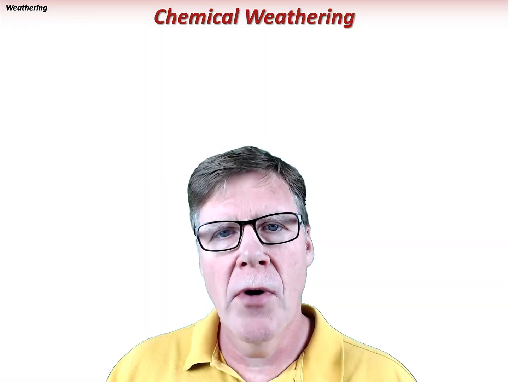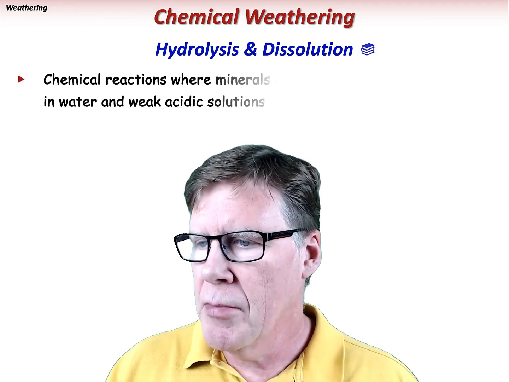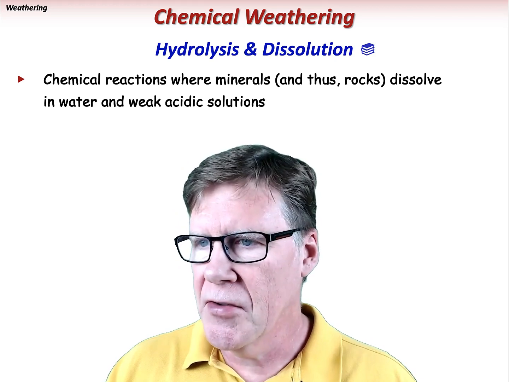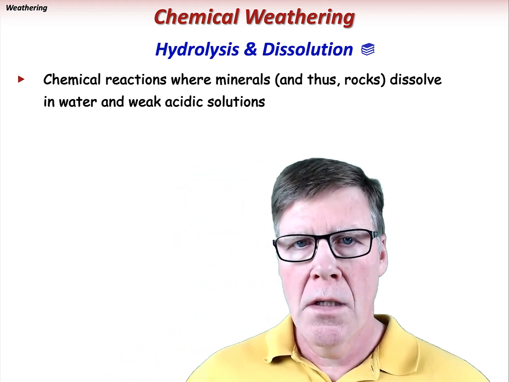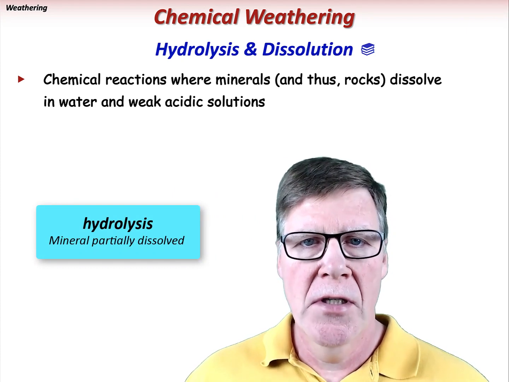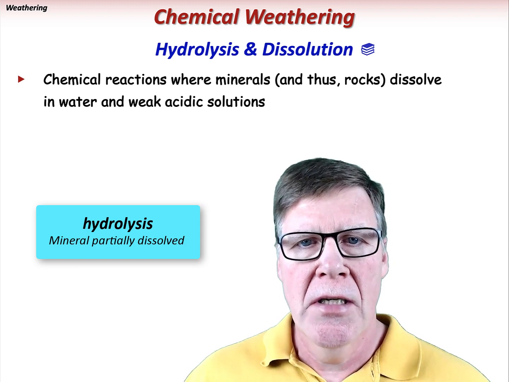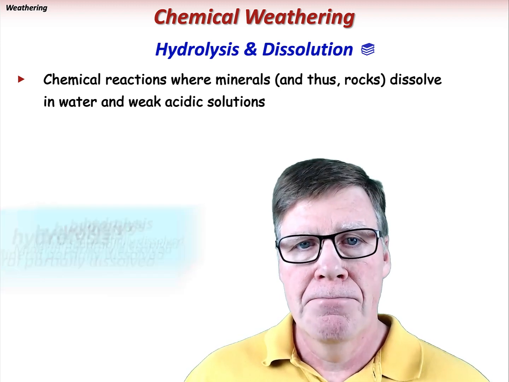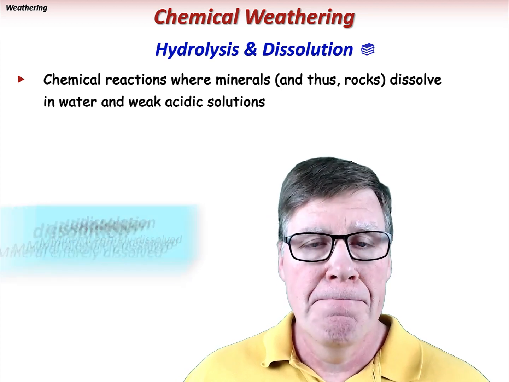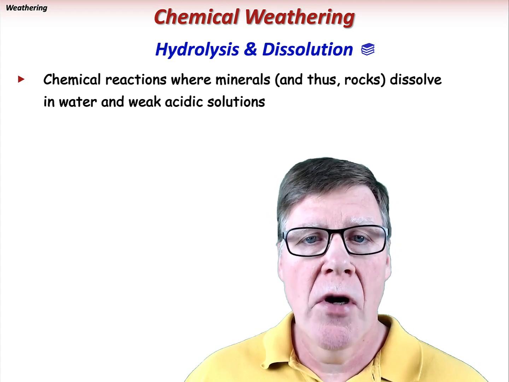Important types of chemical weathering are hydrolysis and dissolution, where some minerals, and thus rocks, dissolve in water and weak acidic solutions. In short, hydrolysis is where only part of a mineral is dissolved, and the rest is transformed into a new solid material, like a clay mineral. Dissolution is where the mineral dissolves completely. A common example of this process involves weak carbonic acid.